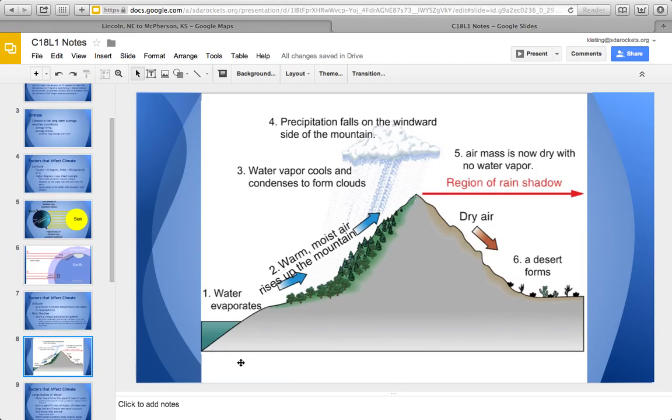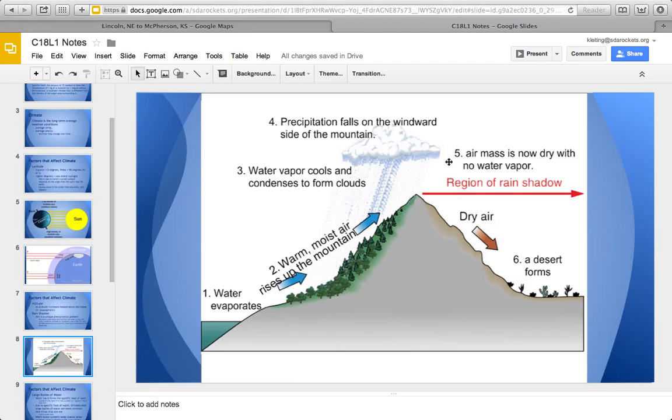So, here we have the water evaporating. That's what gives us the moist air. That moist air is pushed up the mountain, so warm moist air rises up the mountain. As it rises, it goes into colder temperatures. As it goes into colder temperatures, it condenses. When it condenses, precipitation forms on the windward or on the upslope. So we're going up here, so that's the upslope.